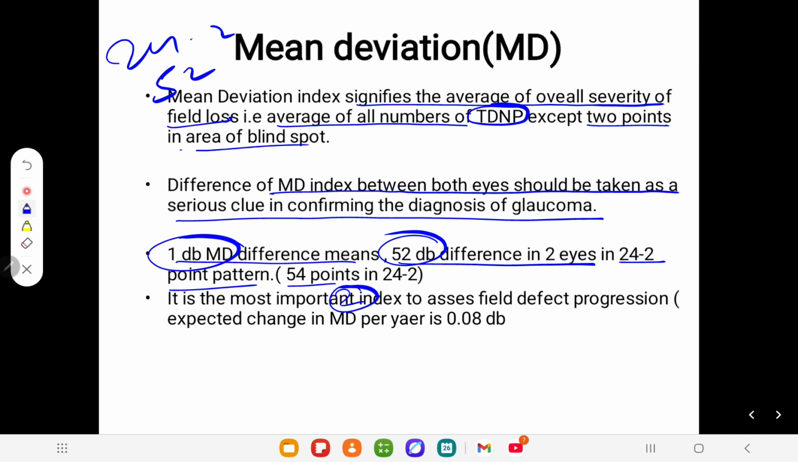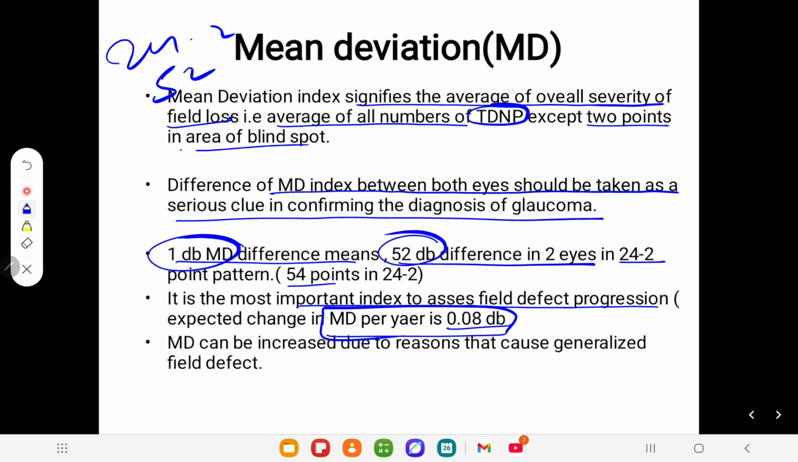And it is the most important index to assess field of vision defect progression. Whenever we are talking about progression, it is mean deviation, not pattern standard deviation. So in that particular case we expect mean deviation change of 0.08 decibel per year. Mean deviation can be decreased due to generalized field defect. That's very important. A generalized field defect can cause a significant mean deviation decrease. Examples: uncorrected refractive error, cataract, vitreous hemorrhage, optic nerve defect, and others.